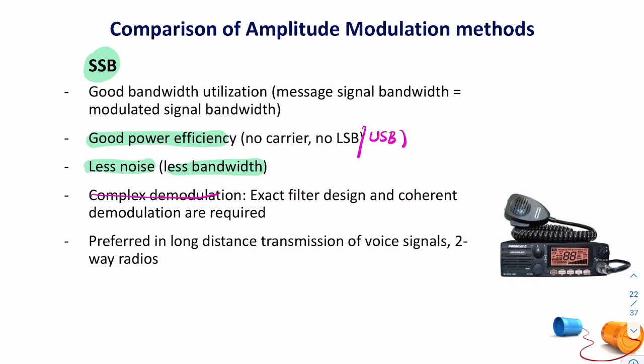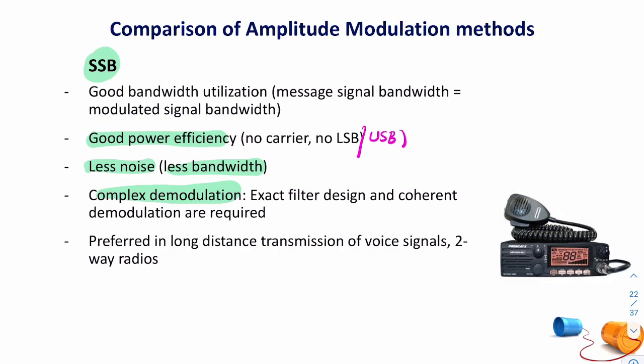The fact that you need a complex modulation and demodulation is a disadvantage. At the transmitter you need a high order filter, and at the receiver you need complex electronics to recover it. So it comes at that cost.